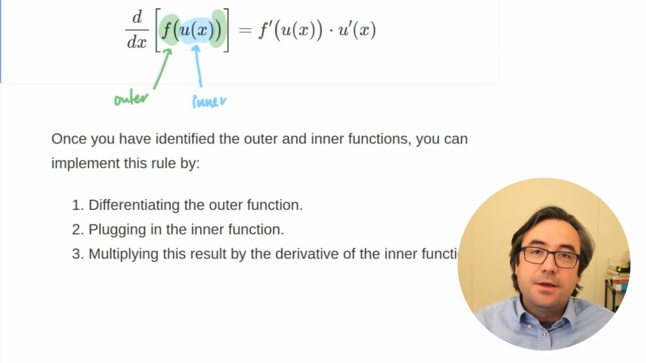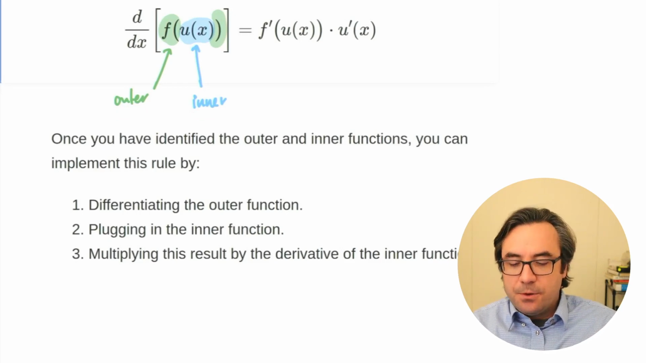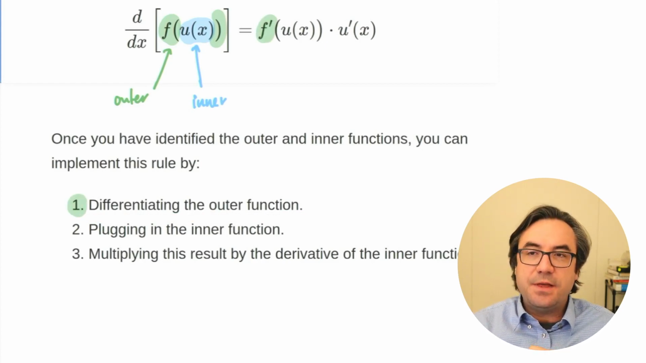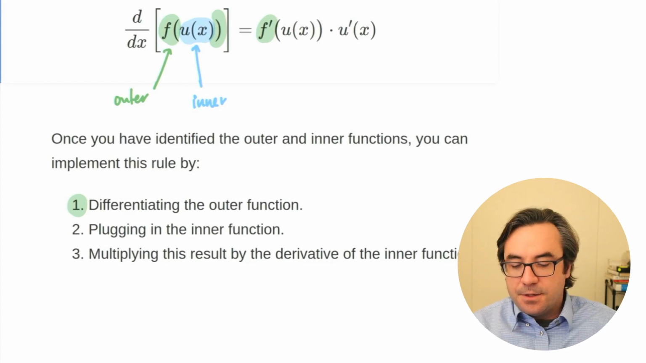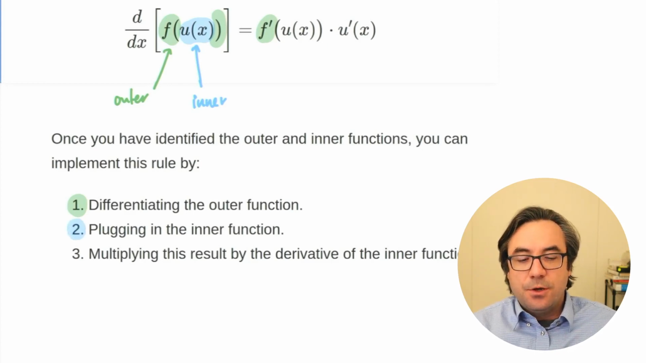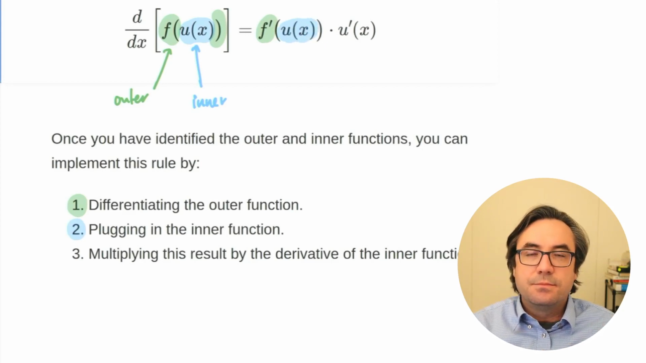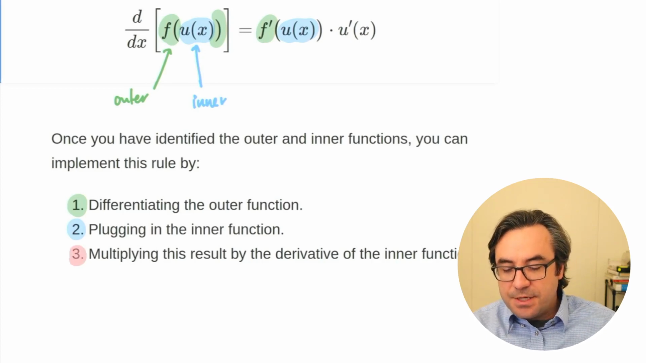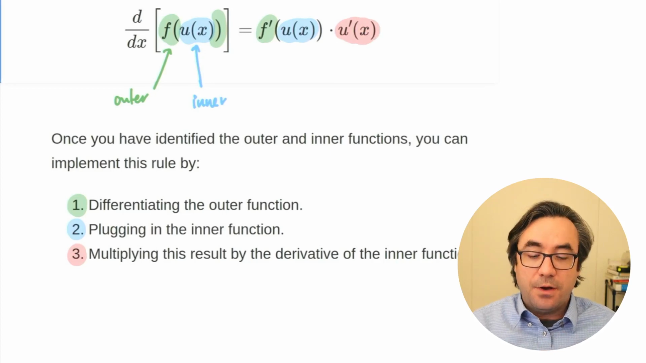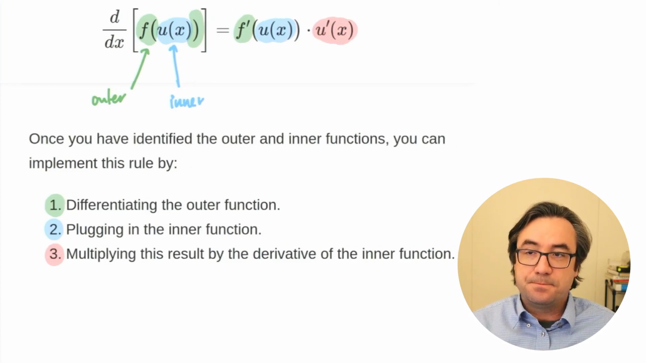So again, the steps for the chain rule: we start by differentiating the outer function. So that's step 1. Differentiate the outer function. Step 2 is once we differentiate the outer function, we keep the inner function exactly the same. So u of x is going to stay exactly the same. And then the third step is we multiply that result by the derivative of the inner function.